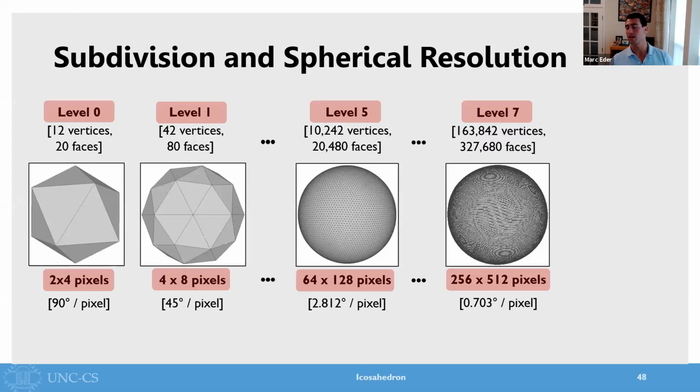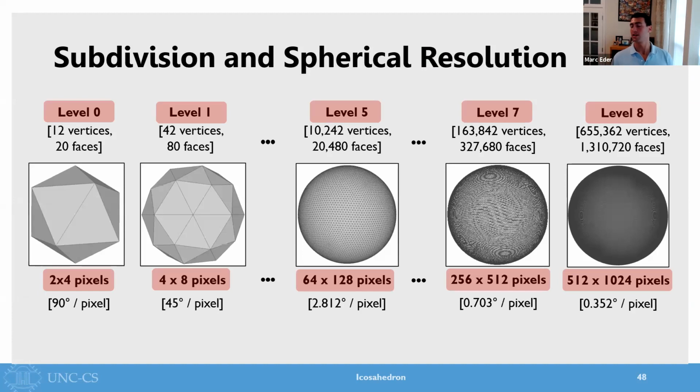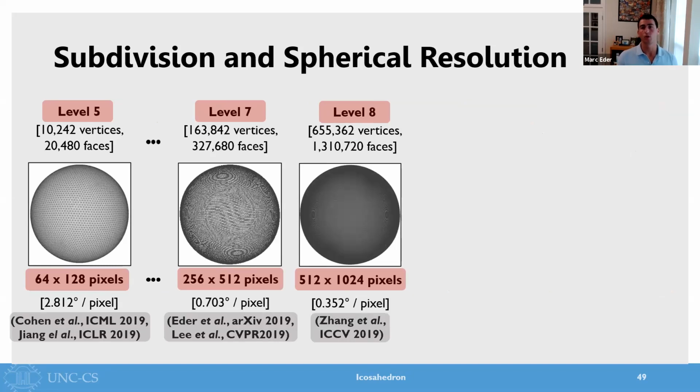So we can see here on the top, level 0 is the basic icosahedron, level 1 has been subdivided once, level 5 is subdivided 5 times. And you can see how it associates with an equirectangular representation at the bottom. But notice that this recent work has all focused on levels 5, 7, and 8.